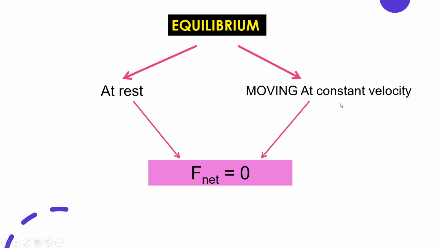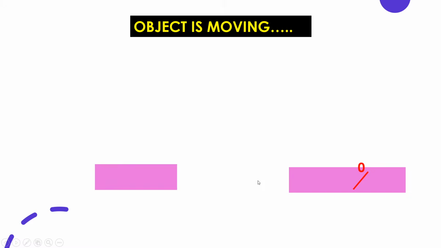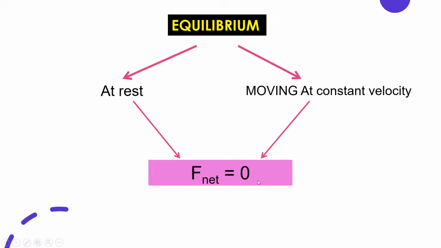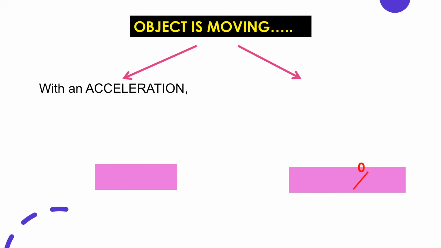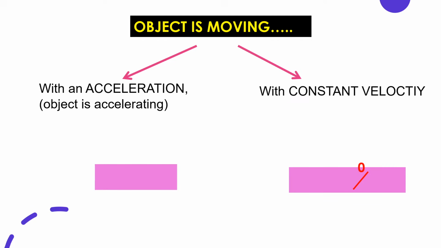Ataupun moving at constant velocity, a is equal to 0. Ingat, moving at constant velocity, a is equal to 0. That's why the total force or F net is equal to ma and it's equal to 0. The object is moving, but with constant velocity, so the acceleration is equal to 0.